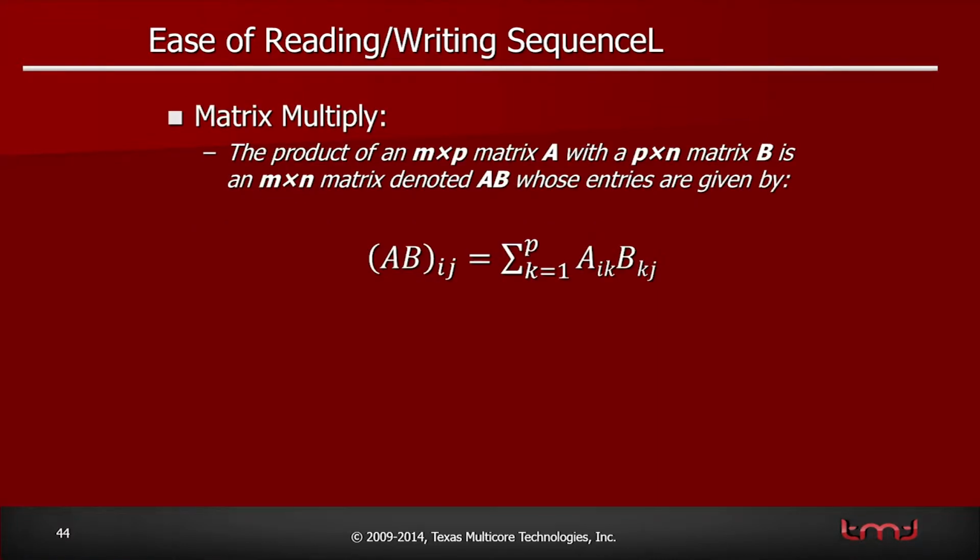For an example of readability and writability, we will look at matrix multiply. Matrix multiply is an operation that most people are familiar with, and which many have implemented themselves. This makes it a perfect candidate to explore reading and writing it in SequenceL. Here we have the mathematical definition of matrix multiply. The ijth element of the result is the dot product of the ith row of A and the jth column of B.